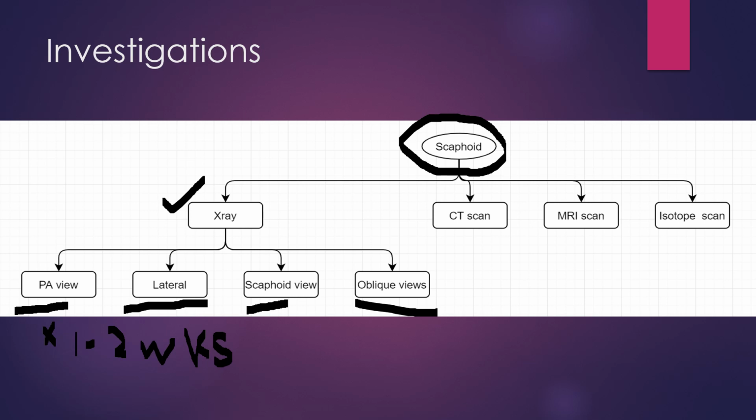So when the patient comes to you, you diagnose clinically a scaphoid fracture, but the X-ray doesn't show any fracture. We are supposed to repeat the X-ray after 1 to 2 weeks. And if X-ray doesn't show any fractures and we have to confirm it on the first day only, then a CT scan is a good option. We can also do an MRI scan, or we can do an isotope scan.